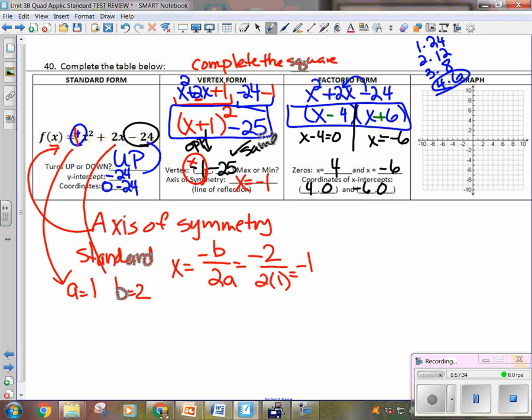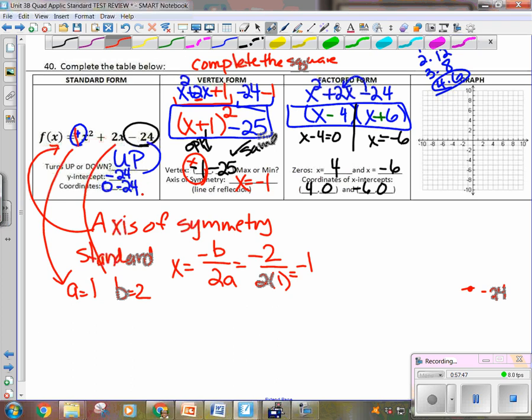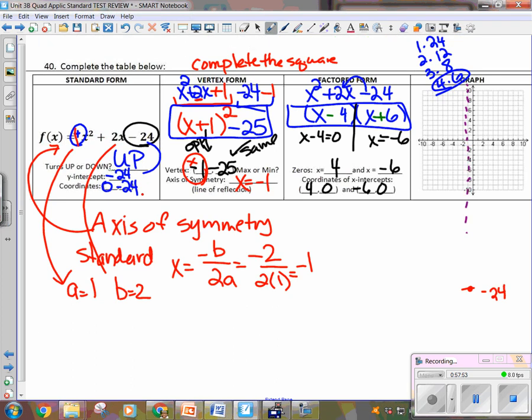When you put all of these pieces of information together, starting with this, 0, -24. I can't get down that far. I'll just say -24 is down here. That's my point. My axis of symmetry is at -1. So -1 is my axis of symmetry. That would be my line right here. Then my vertex is at -1, -25. So -1, -25 would be right here, right on this line. There you are. And then my zeros are +4 and -6.